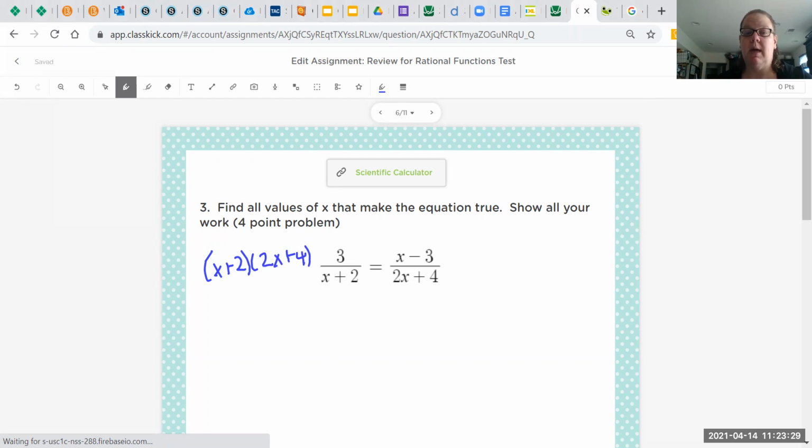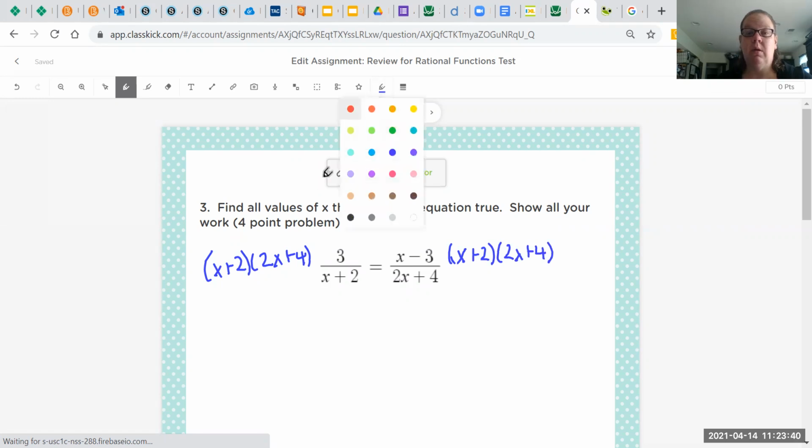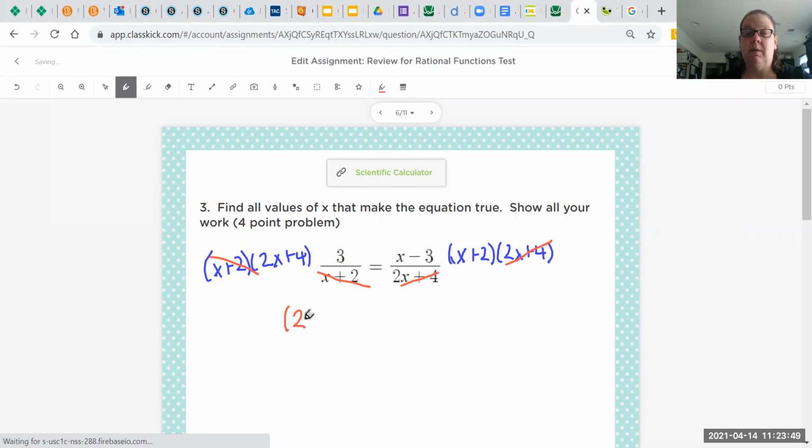I'm going to multiply this side by that, and I'm going to multiply this side by x plus 2 and 2x plus 4. So that's always the first step. I'm going to cancel out anything that they have in common. So on this side, I have an x plus 2 and an x plus 2. On this side, I have a 2x plus 4 and a 2x plus 4. That leaves me on this side with 2x plus 4, and then I have a 3 here from here. And on this side, I have an x minus 3 and an x plus 2.